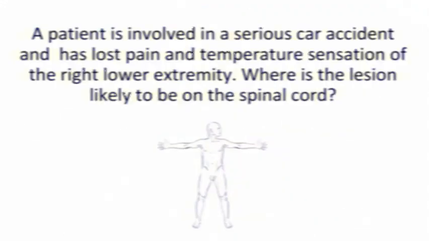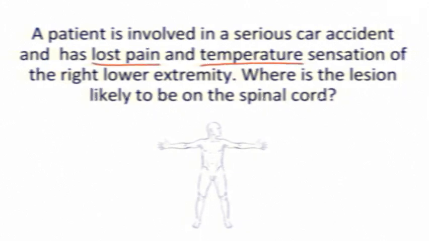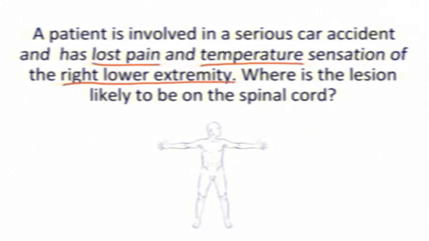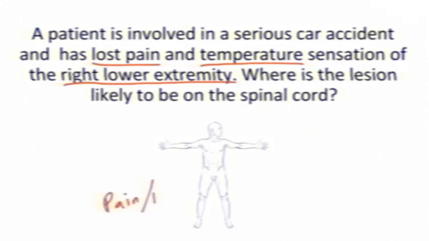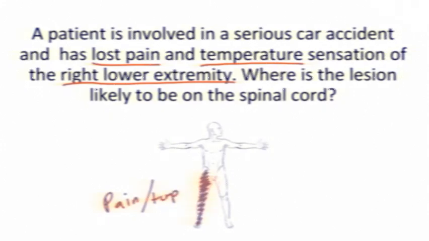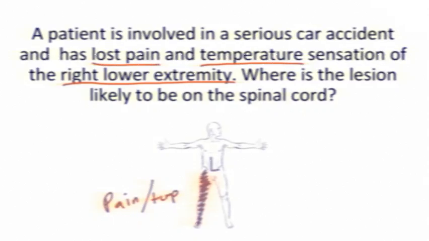So now let's do a question. A patient is involved in a serious car accident and has lost pain and temperature sensation of the right lower extremity. Where is the lesion likely to be on the spinal cord? Okay, so the patient has lost pain and temperature sensation of the right lower extremity. So their right leg. The spinal cord region responsible for the leg is primarily lumbar, so I will just write a capital L here in the lumbar region.